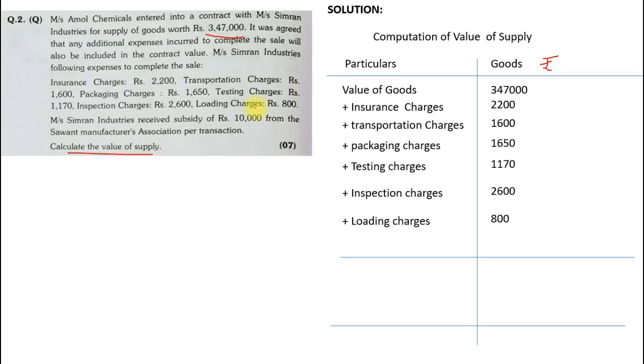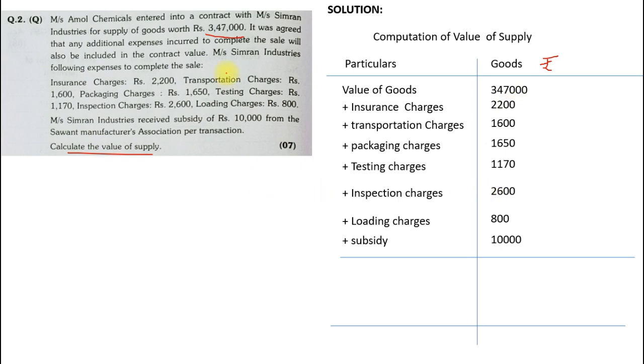Simran Industry also receives a subsidy. Now remember, subsidy from government is exempted. Any subsidies given by anyone other than government will get added to the bill. It is from manufacturer association, again not government related. Government will be either state or central. Okay, so we add up 10,000. So we total it up and we will get a value of supply.